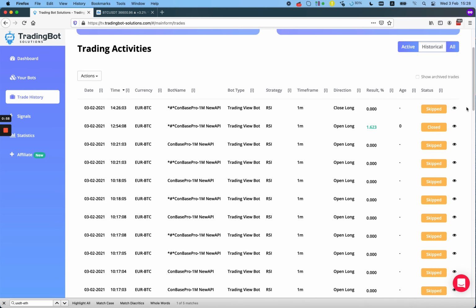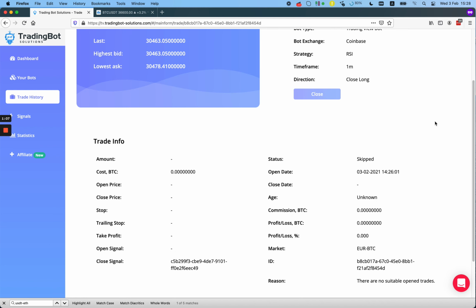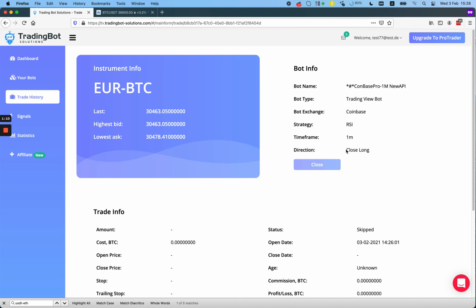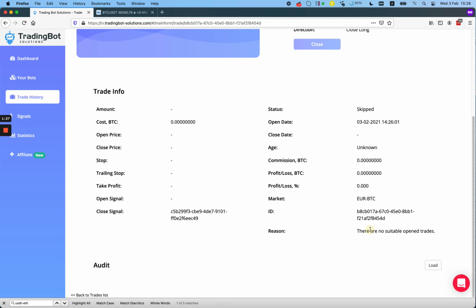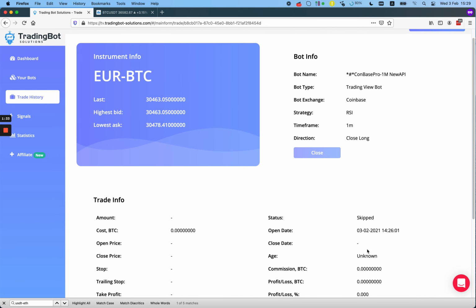Here you can always click on the I symbol to see why this was skipped, for example, if it's confusing for you. And if I click on it, I will see here that it was skipped, and most of the time it is skipped because there is no bots, or there is no trades to close, or the bot is not allowed to open another one. So you will always see the reason. There is no suitable open trades. So this was basically a close signal that came in, but there is no open trade for this bot.